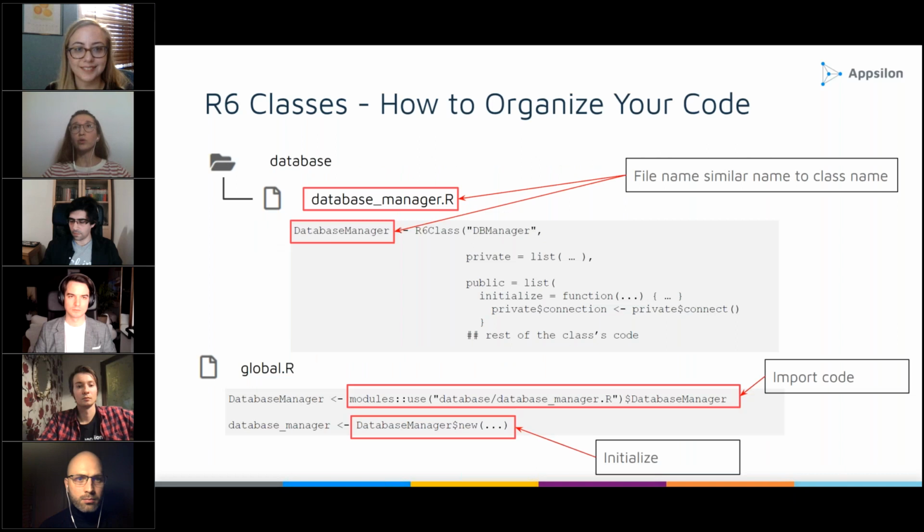So how do you organize your code using R6 classes? You can keep each class in a separate script with a name similar to the class name. You can store the scripts in a folder separated from the other code. You can import the code using a package, or as in this example, using a use function from the modules package. Then you can initialize the class with a new method, which is automatically available for all the classes, and attach it to some object.